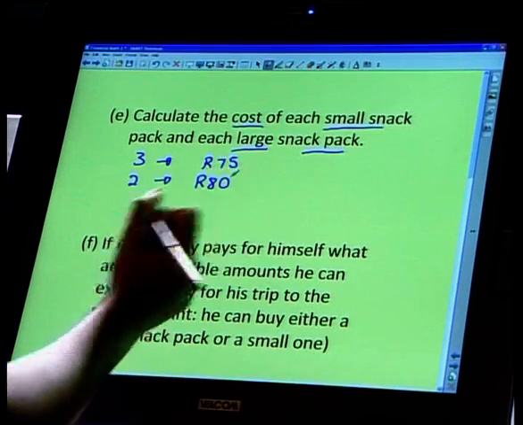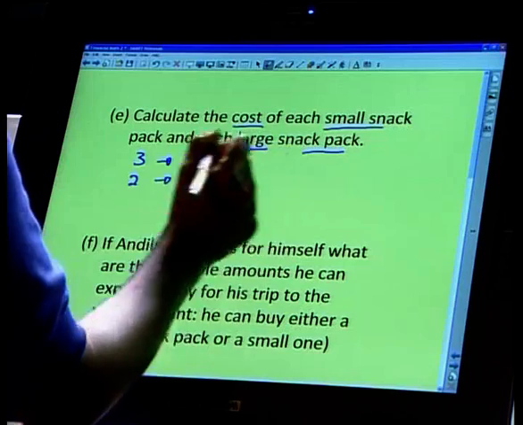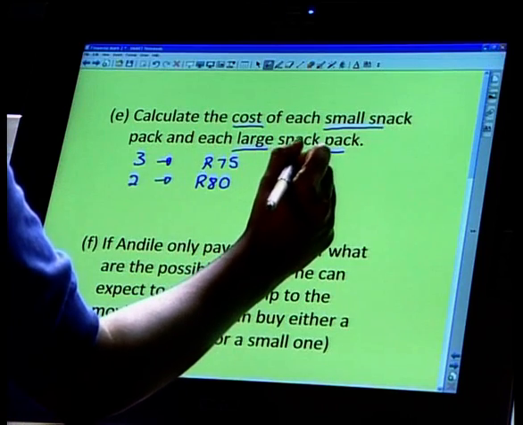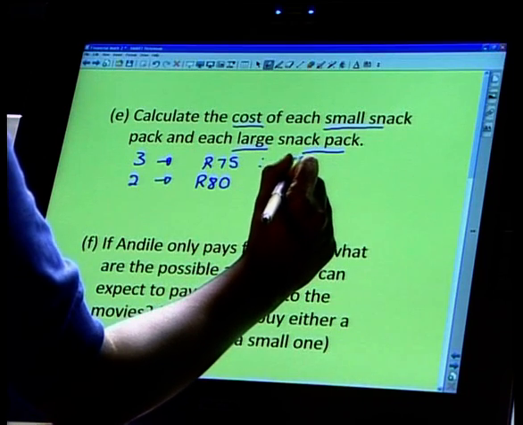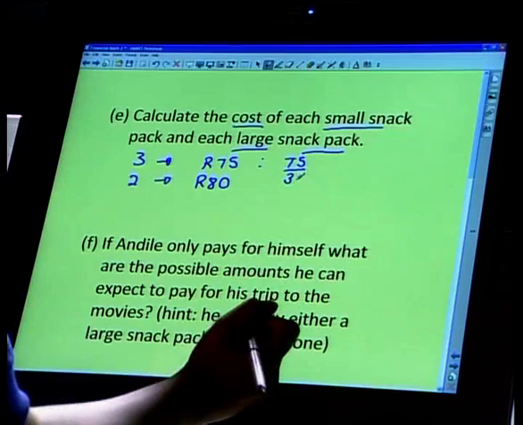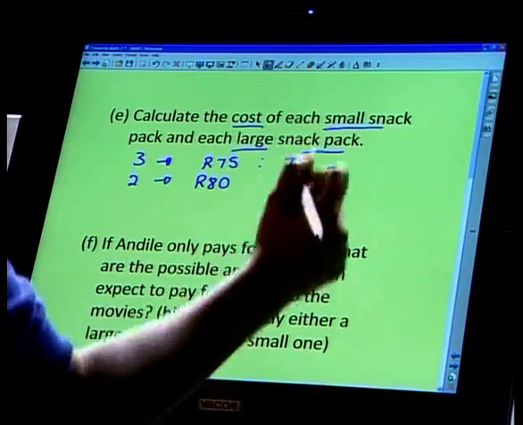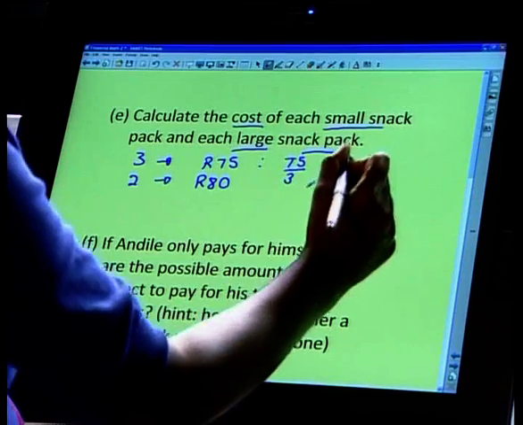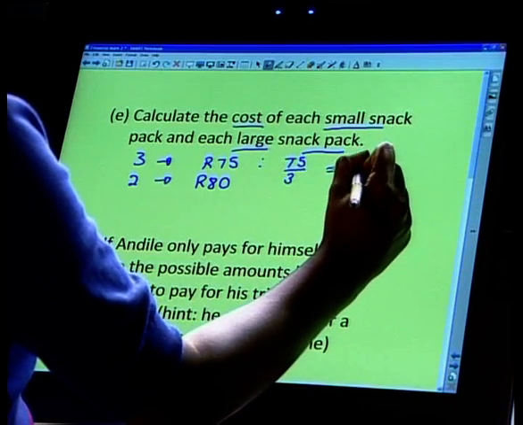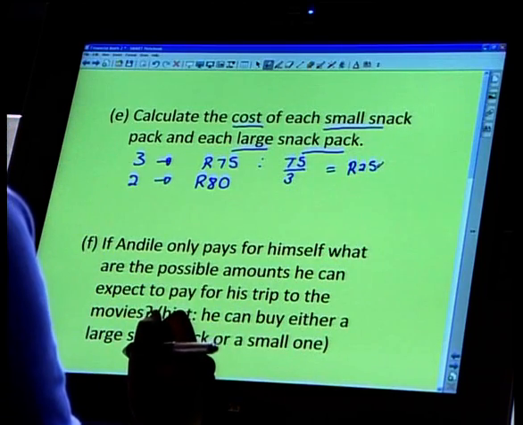So to calculate the cost of each small snack pack, all I need to do is take the total amount, which is 75 Rand, divided by the number of people who are buying those small snack packs, and that will tell me how much each snack pack costs. 75 divided by 3 is 25. So therefore each small snack pack will cost 25 Rand.